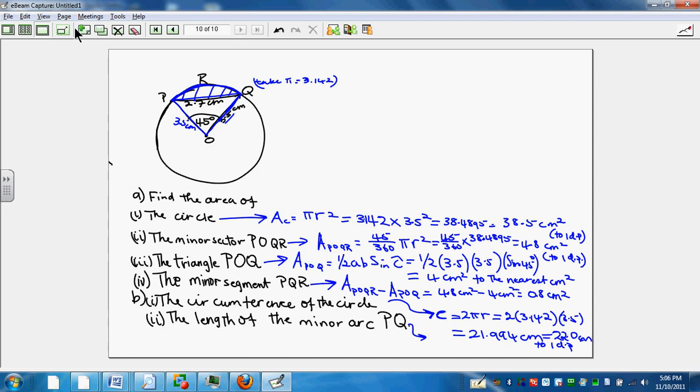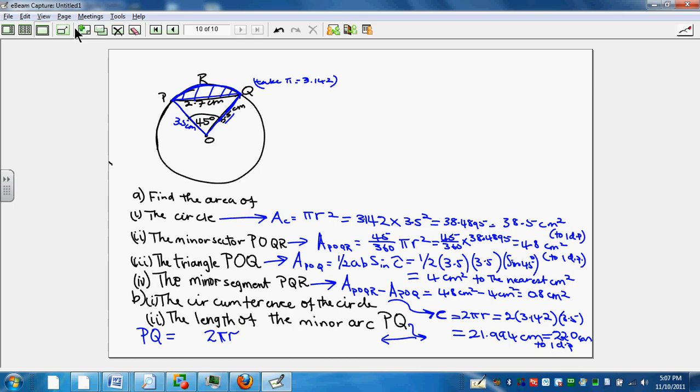The last one is the length of the minor arc PQ. To get the length of the minor arc PQ, all we have to do is recall that the length of the minor arc is a fraction of the length of the whole circumference. Same thing as we did for the area. So I'd have to remember that the circumference is 2 pi r, and that the minor arc would be a fraction of that.